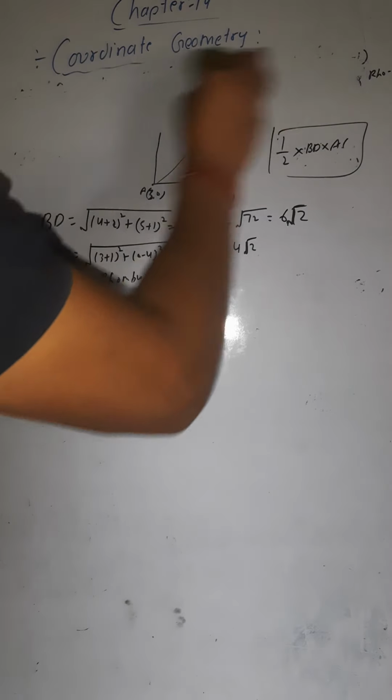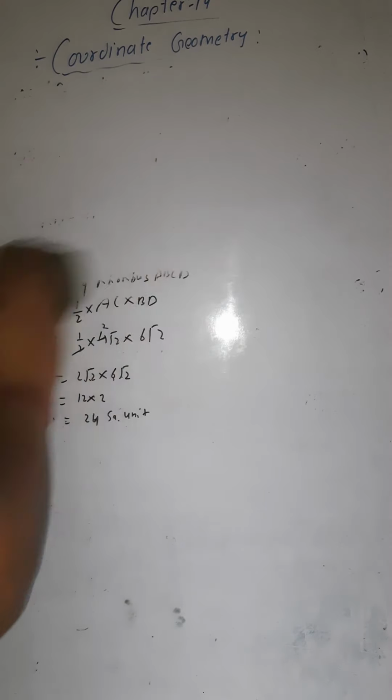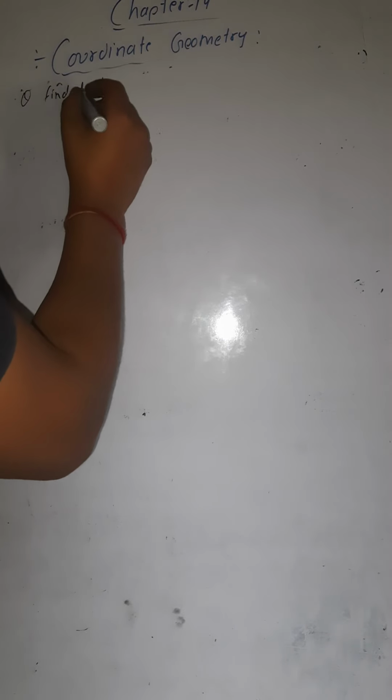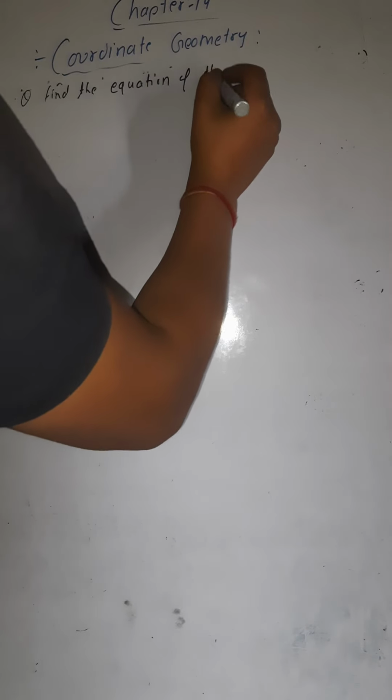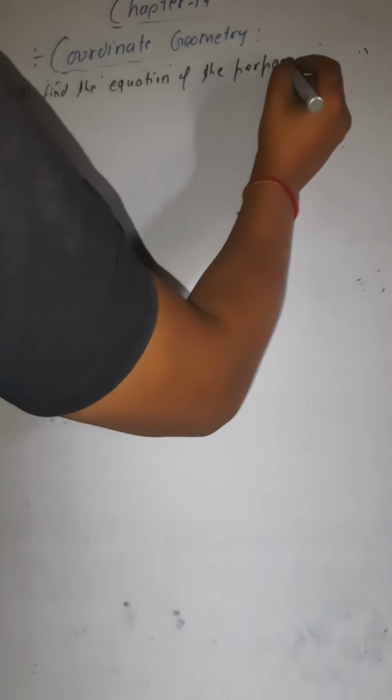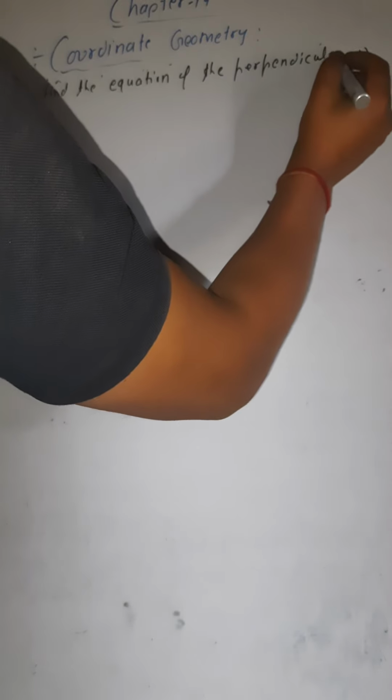Now we would be doing the fifth question of the day. Question number 5. Find the equation of the perpendicular bisector. This is a very important question. This one question is also very important, and the question previous to that, like this, in a sitting arrangement, Rohini, Sandhya, that one question is also very important. Okay, this one also.